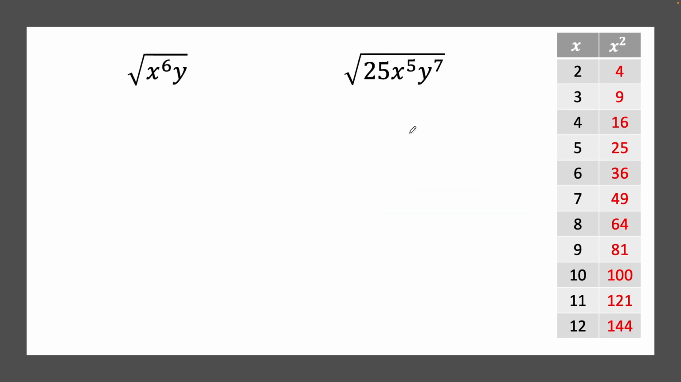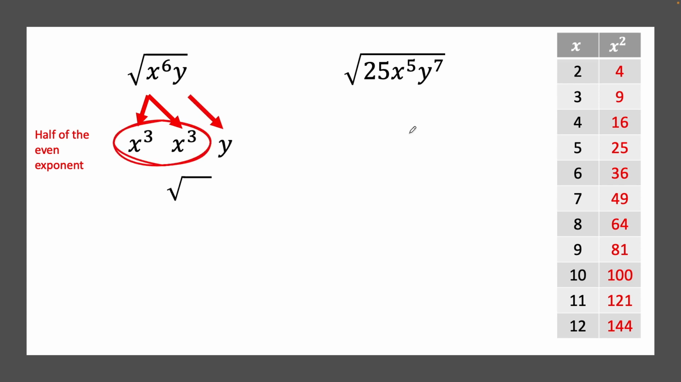All right, let's do a couple more here. Lots of variables. So if you have x's and y's, you just kind of treat them separately and then smash them all back together in the end. So x to the 6th, that's x cubed times x cubed. And then the y, well, he's just stuck by himself. So again, I've got a pair of x cubed. I'll write 1 on the outside, and y gets stuck underneath.